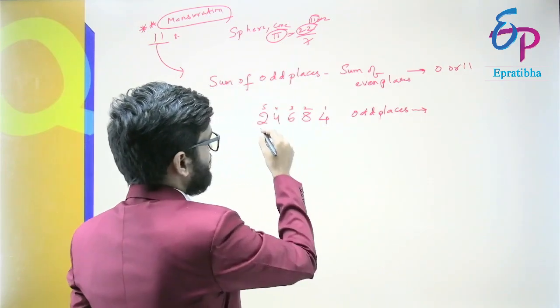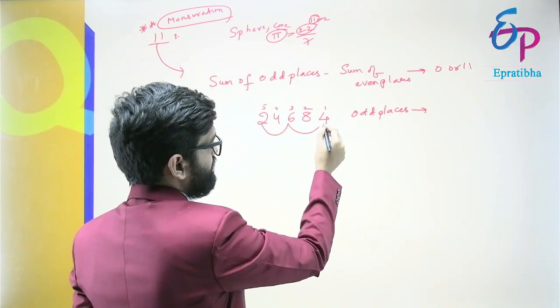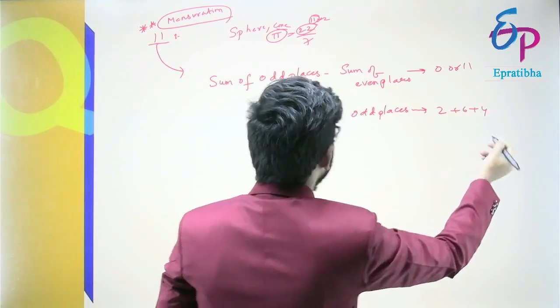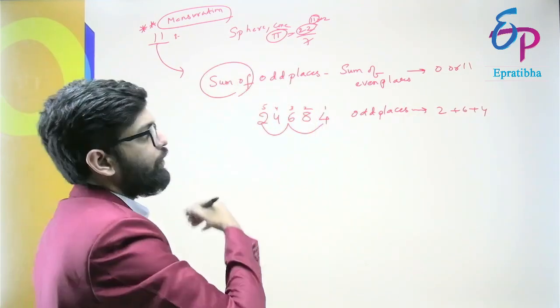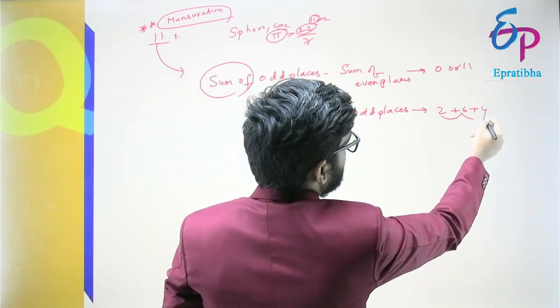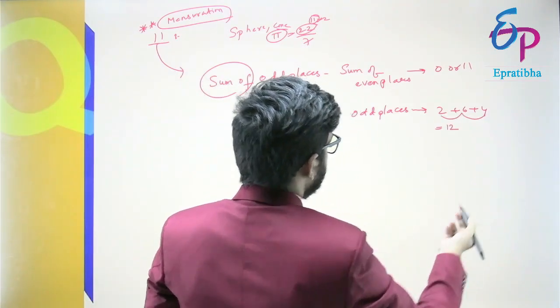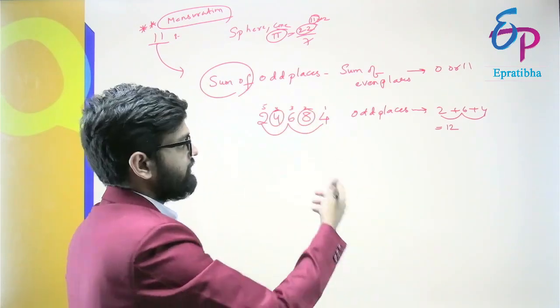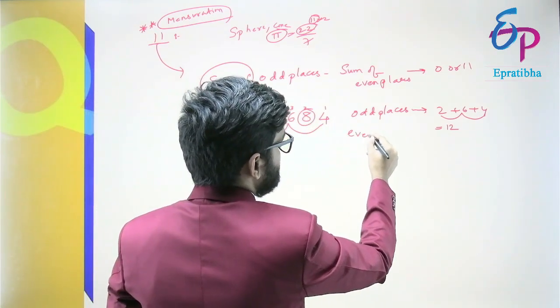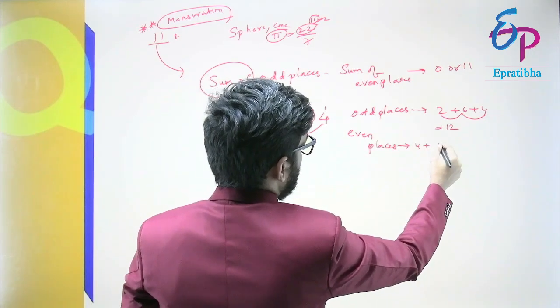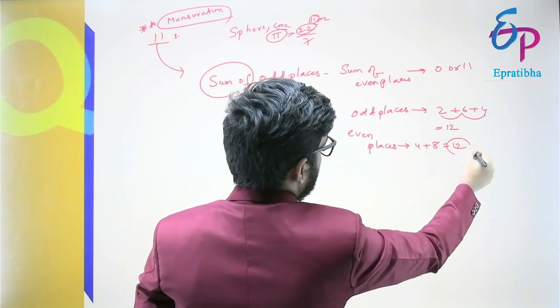So what are the odd places? 2, 6, 4, right? 2 plus 6 plus 4, I am telling the sum. Just add all the odd places, you will get 12. Next, even places. What are the remaining numbers? You just add alternatively. Even places are just 4 and 8 only. That is nothing but 12.